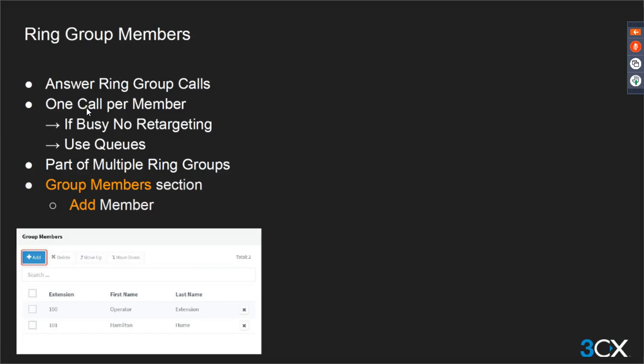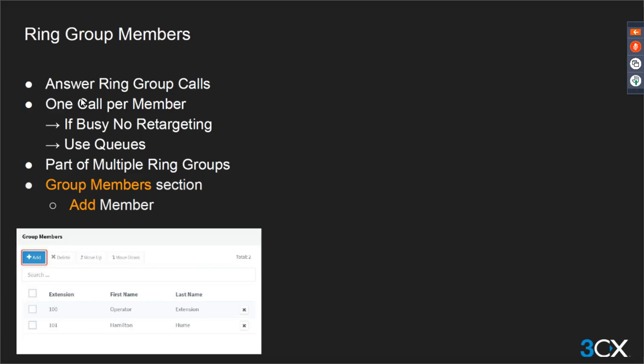If retargeting of the group member is required, you'd probably be better off using call queues instead of ring groups. I'm not going to cover call queues, but there are different strategies available in call queues, where you can send the call back to the original agent, or to the agent who least answered calls. I'll go through some of these briefly, but it's covered more in the advanced training course, unfortunately.